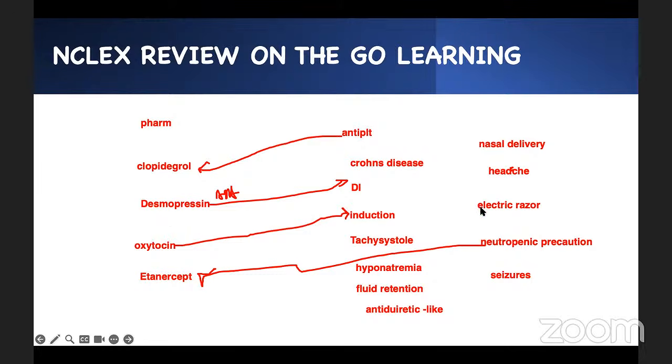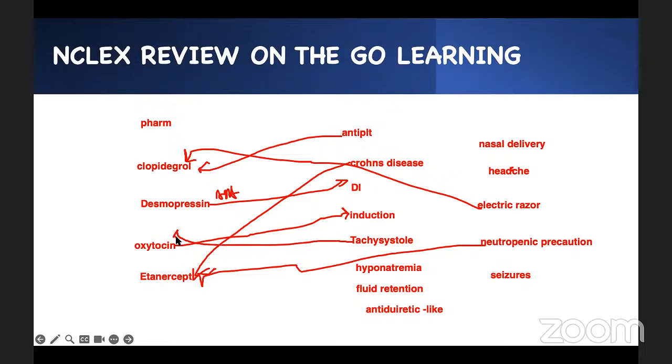Electric razor, clopidogrel. You guys are doing great. Crohn's disease and etanercept. Think about it. Tachysystole, yeah, that's induction when you're going too fast. How about fluid retention? There's a concept there. Go into the water, so you're going to have fluid retention here. It's ADH-like, so it's going here.